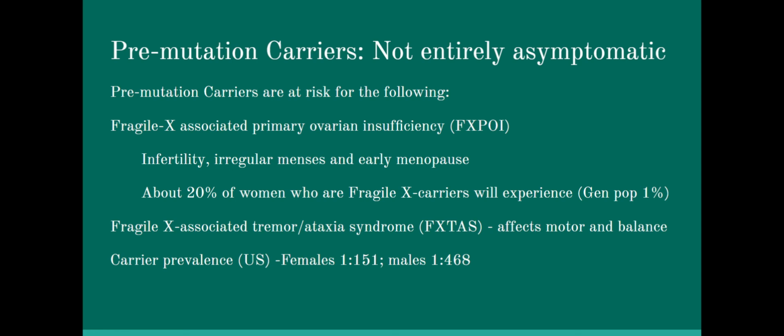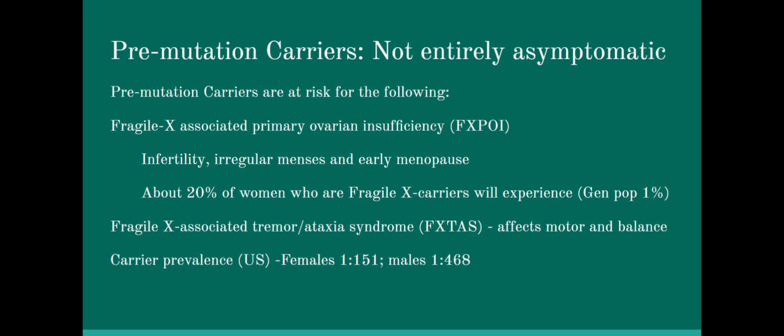So one of those is Fragile X-associated primary ovarian insufficiency. And in women who are carriers for Fragile X, very often what you see is a history of irregular periods, infertility, and sometimes early menopause. And a pretty good number of these women will go into menopause before the age of 29. Average age in America is 51. About 20% of women who are carriers of Fragile X will experience primary ovarian insufficiency. In the general population, this risk is 1%. So it's a 20-fold risk for women who have this mutation to experience problems with their female reproductive cycle.